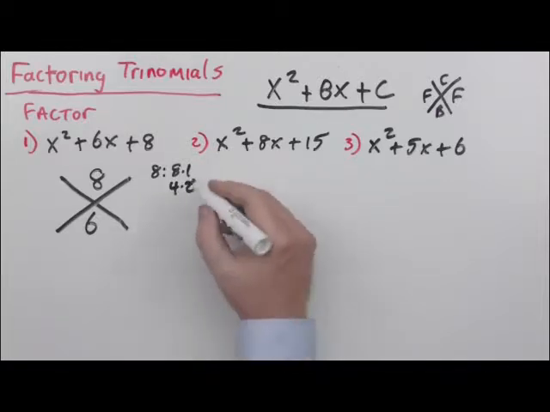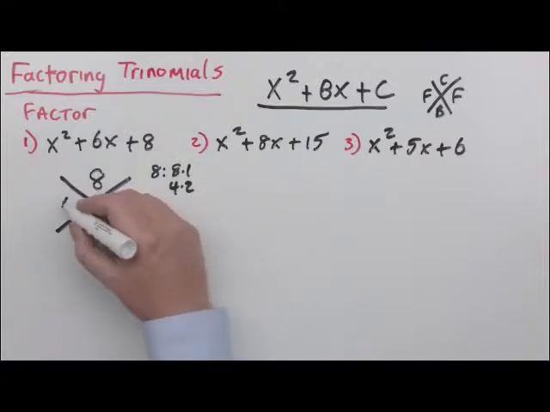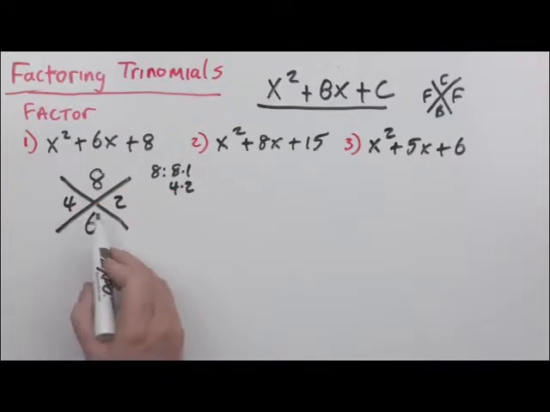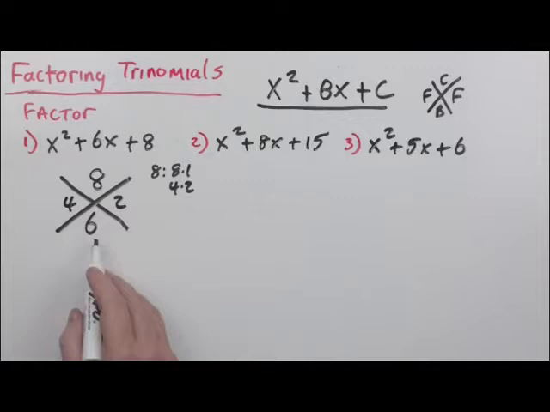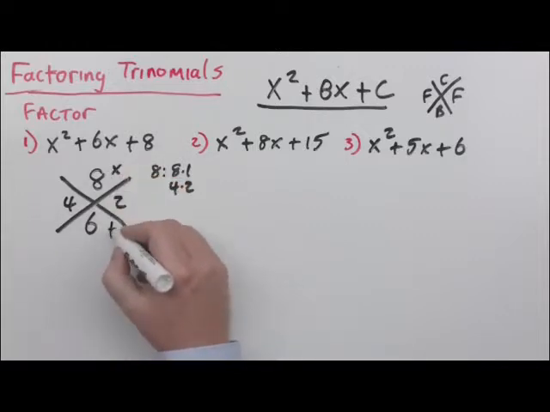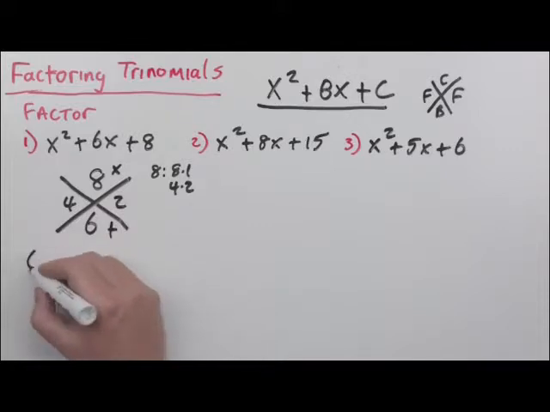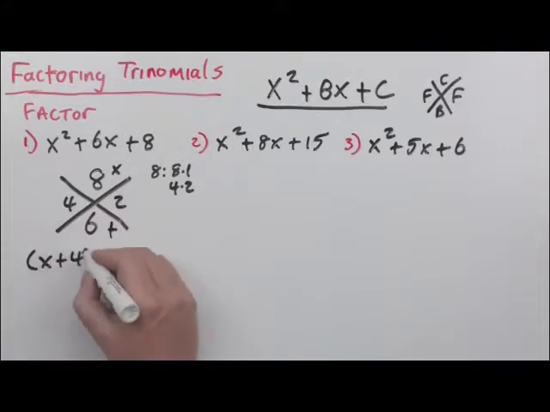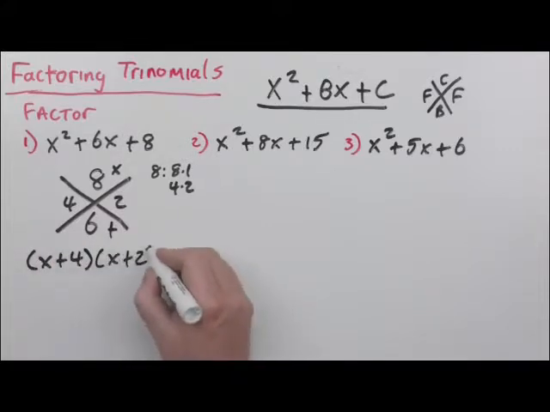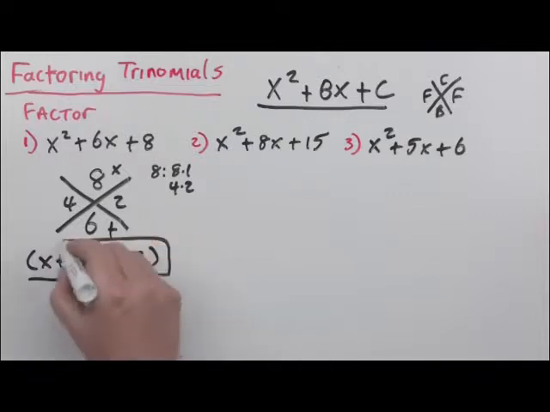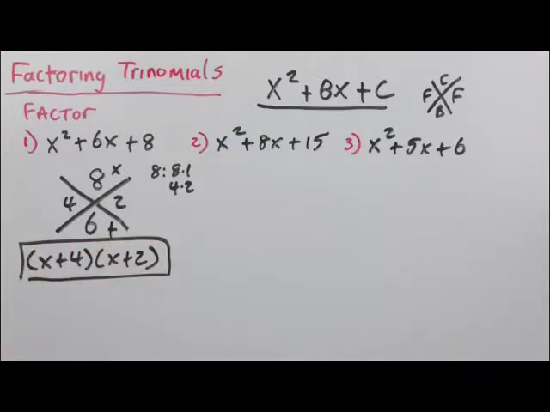4 times 2 multiply to 8 and add to 6. They are my factors. So I write them down: x plus 4 and x plus 2. And there's my factorization of x squared plus 6x plus 8.